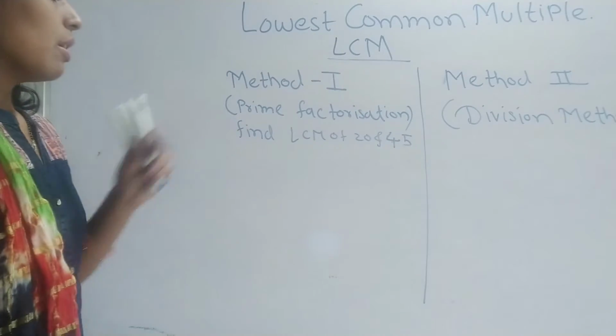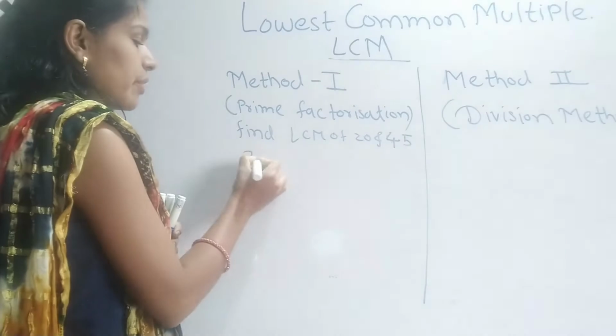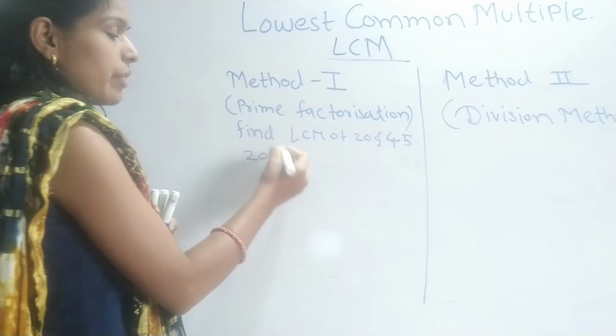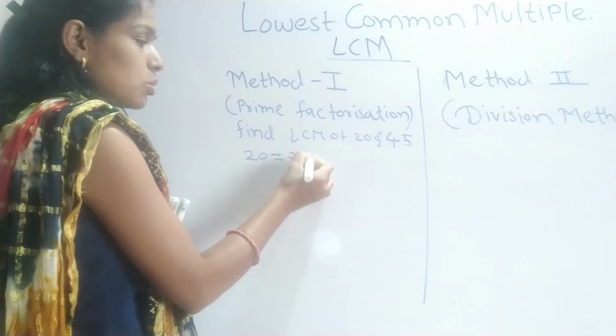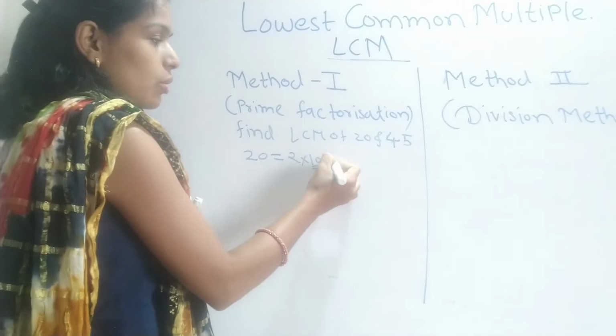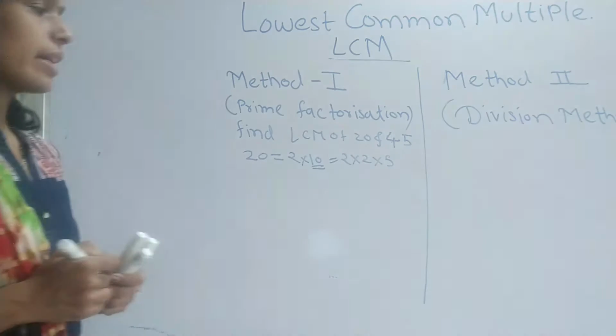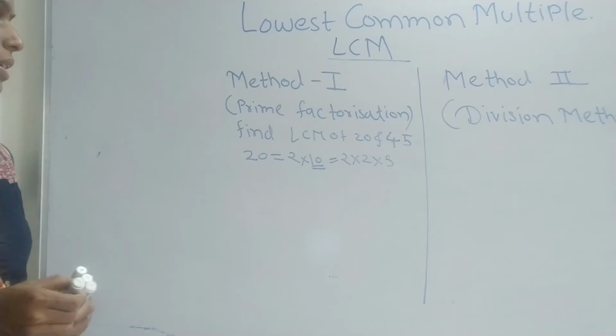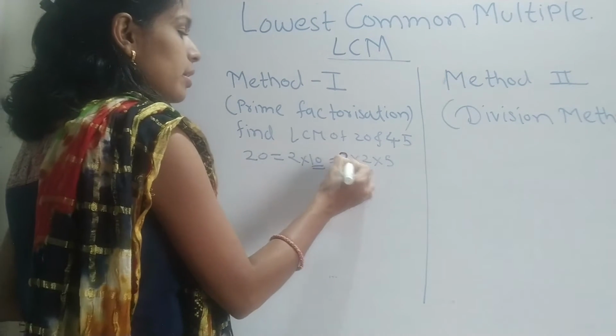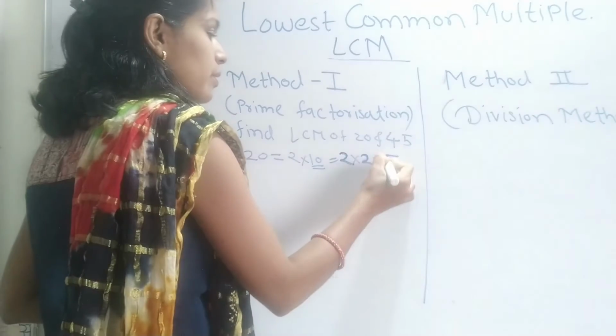Okay, see here, firstly we have to find the prime factors of 20. What are the prime factors of 20? We know that 2 10s are 20. 10 is again going to factorize, that is 2 into 2 into 5. This is the prime factorization of 20, that is 2 multiplied by 2 multiplied by 5.